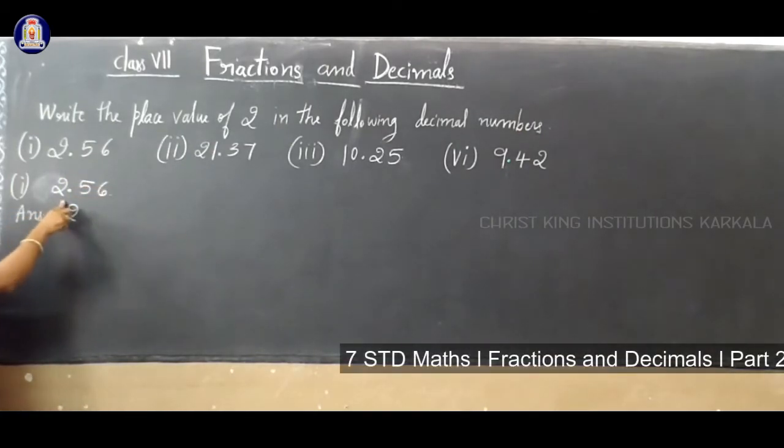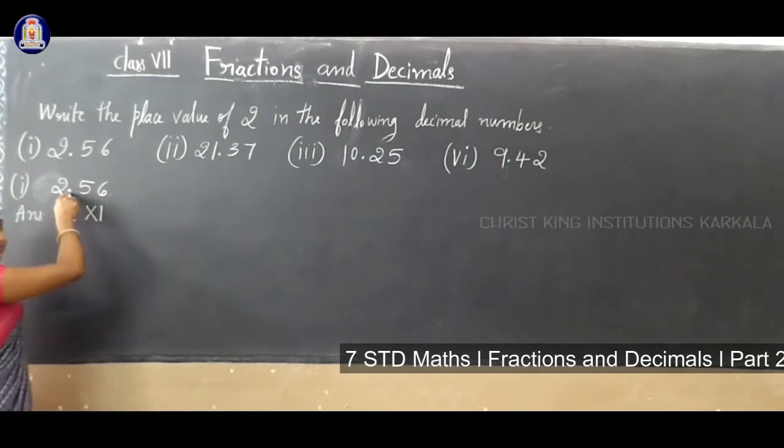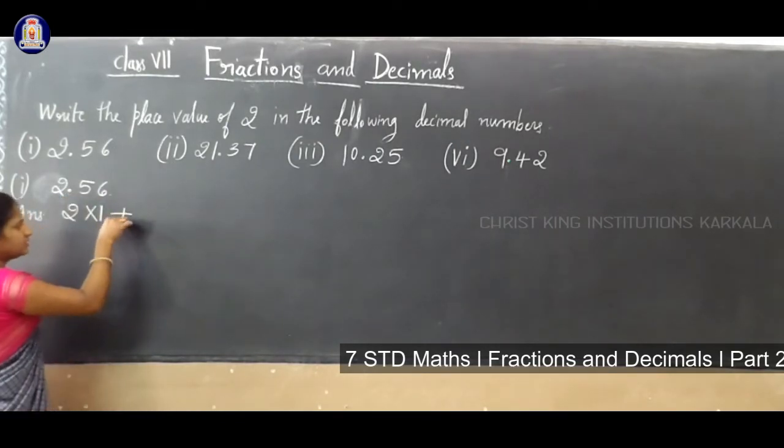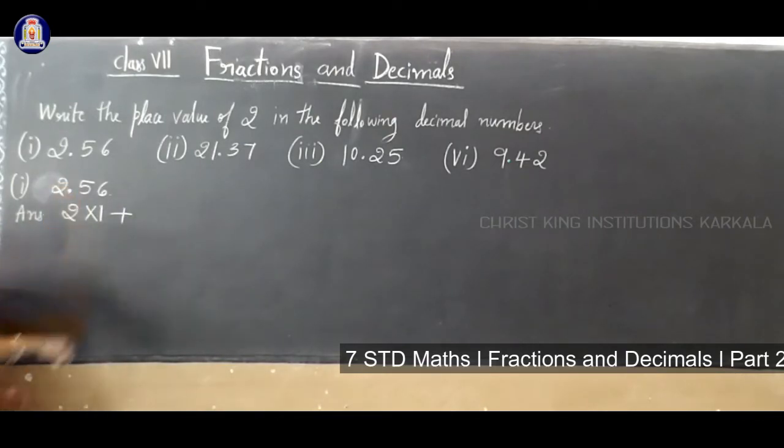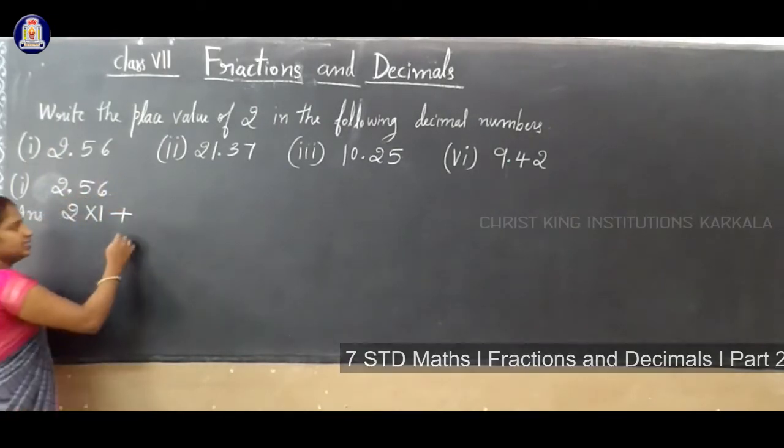2 is in ones place, means unit place, right? So 2 into 1, correct? Then after that the decimal point is there, so write plus. After the decimal point, the first digit is in the tens place, next is the hundreds place, and next is the thousands place. Clear? So now 5 is in tens place.